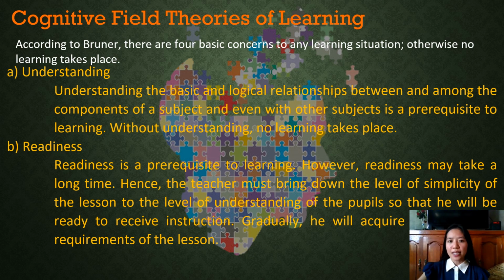Next is readiness. It is also a prerequisite to learning. However, readiness may take a long time. Hence, the teacher must bring down the level of simplicity of the lesson to the level of understanding of the pupils so that he will be ready to receive instruction. Gradually, he will acquire the minimum requirement of the lesson. This is due to individual differences. Every child possesses various intelligences that enable him or her to be ready to a certain acquisition of learning.